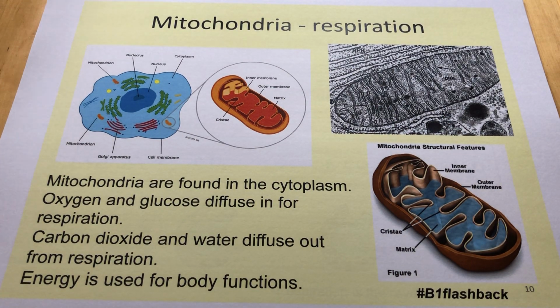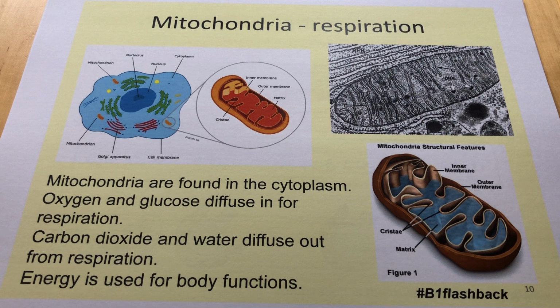So we've got a bit of a recap to B1 here, where we said, okay, respiration occurs in the mitochondria. These are found floating around in the cytoplasm. Okay, and athletes actually have more mitochondria, so therefore they can do more respiration, they can release more energy, therefore they can be more efficient.